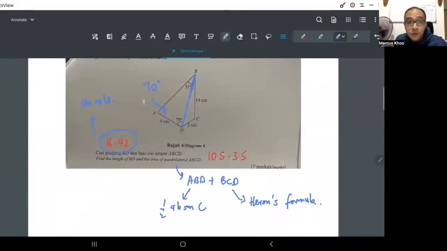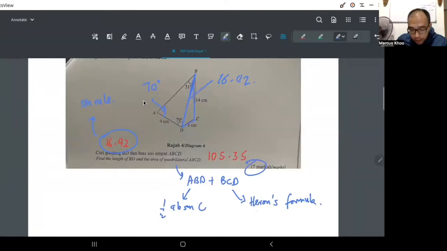Okay, I'm not sure if you remember what Heron's formula is. Actually there are a few ways, but you can use Heron's formula because you're going to have 3 sides. You already have CD, you already have BC, and you're going to have this 16.42. So no need to find the angle, just use Heron's formula and you should be able to get the area of BCD. Then you add both together to give you this 7 marks.